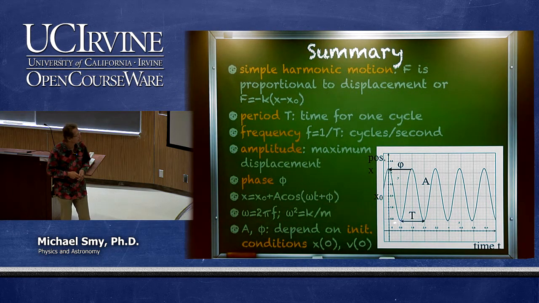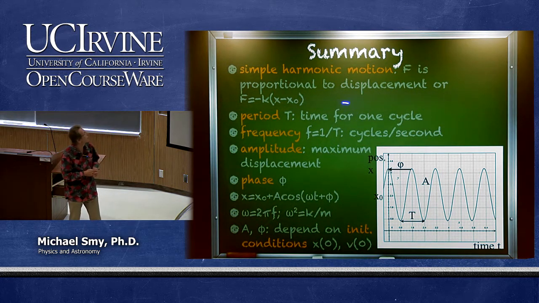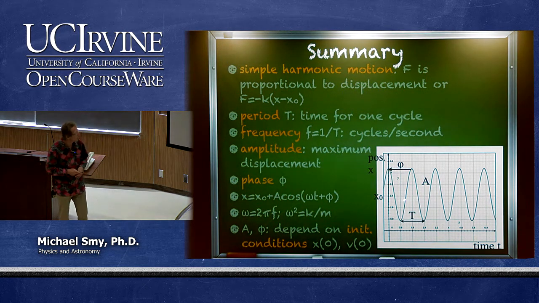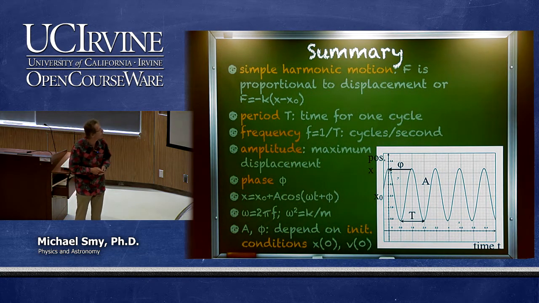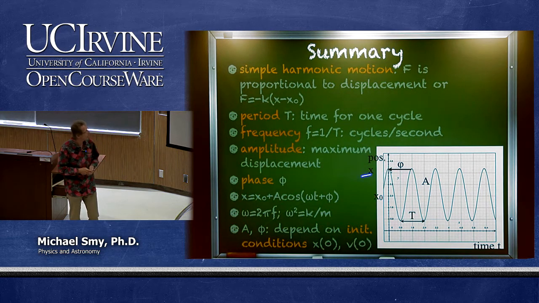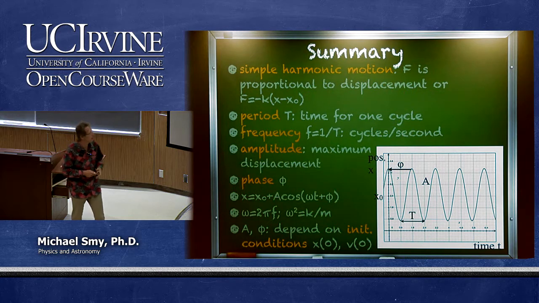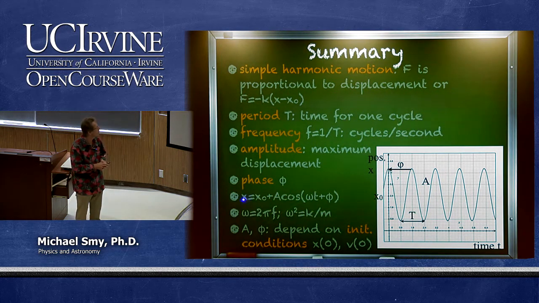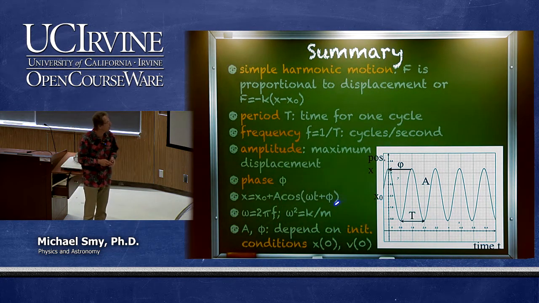And we can define the period, which is the distance between successive minima or maxima, or the time of one cycle. The frequency is the inverse of the period. The amplitude is the maximal deviation or displacement from the equilibrium x0. And the phase is the distance between the first maximum and the origin. And we describe this mathematically by this: x equals x0 plus A cosine of omega t plus phi.